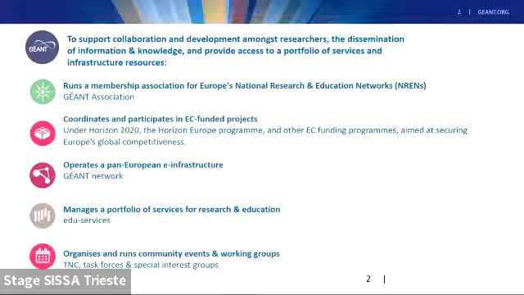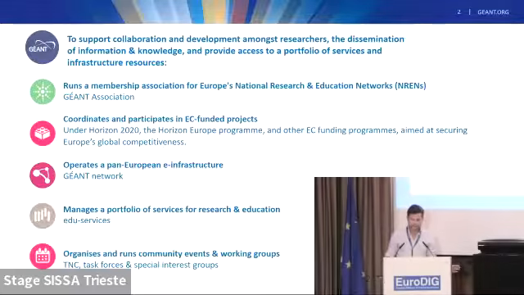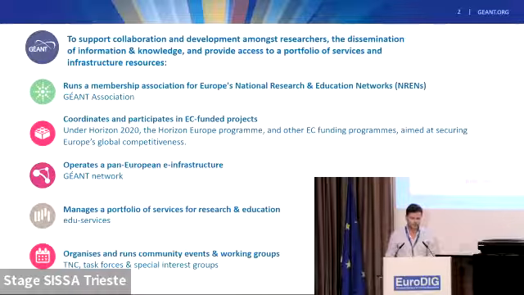So, for a brief overview of GÉANT and our purpose, we have a simple aim, and that's to support collaboration and the development among researchers and disseminate information and provide access to a portfolio of services and infrastructure resources. Now, I'll go into it in a second, but in general, GÉANT and NRENs, we are the public research and education networks which interconnect research institutions and their users within countries, throughout Europe, and also throughout the globe.